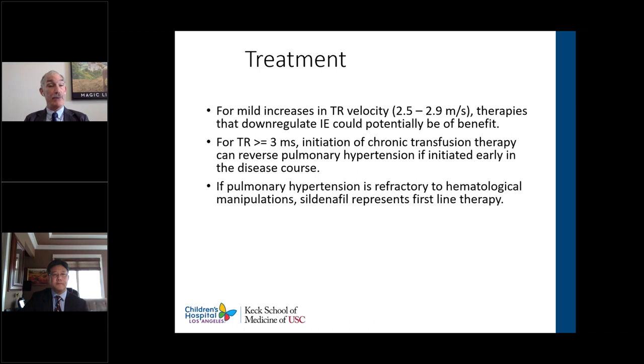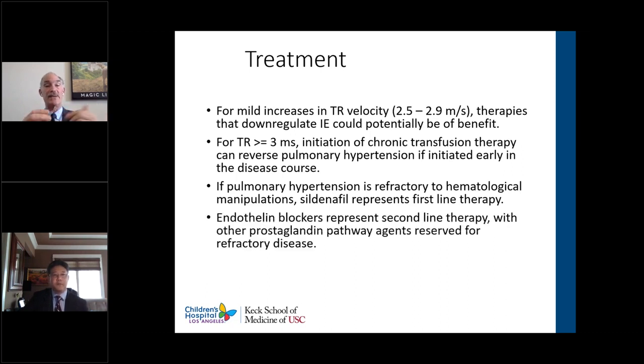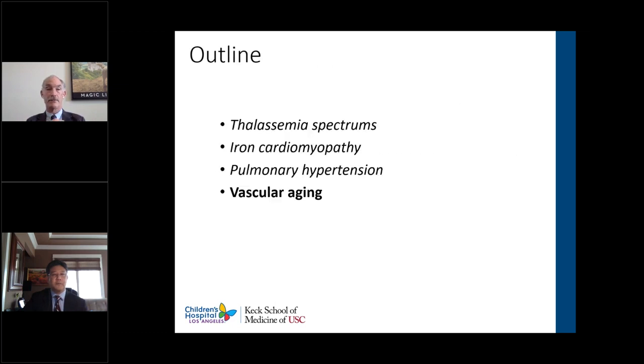Failing those two measures, then we are talking about pulmonary hypertensive medications. Sildenafil turns out to be fairly effective in this type of pulmonary hypertension. But if the response is incomplete, usually the next line of therapy is an endothelin receptor blocker, and rarely do you have to escalate to higher order prostaglandin derivatives.